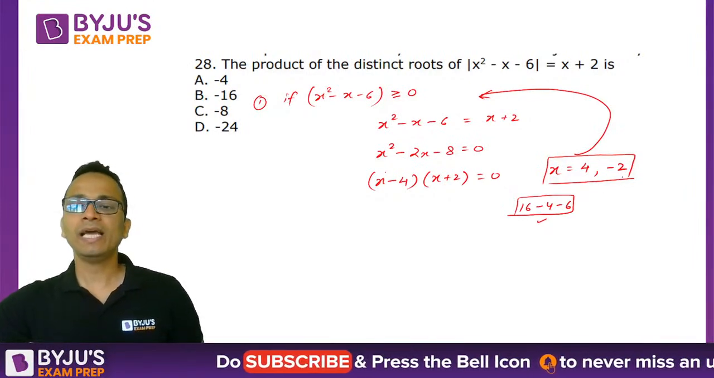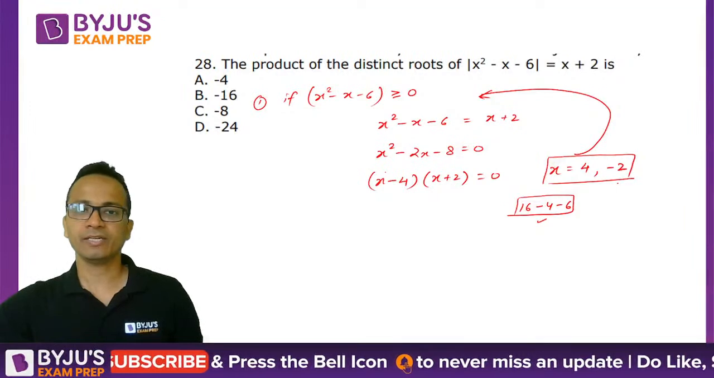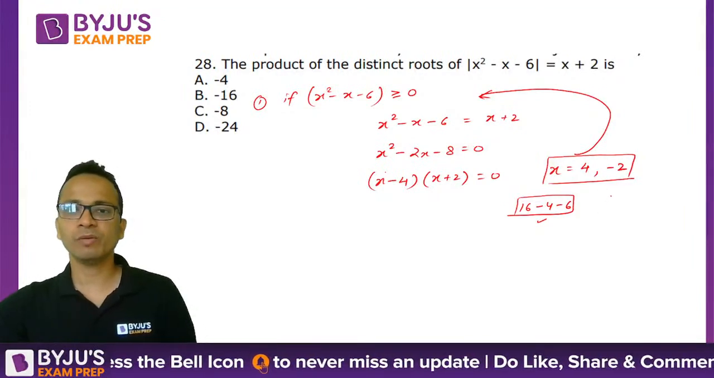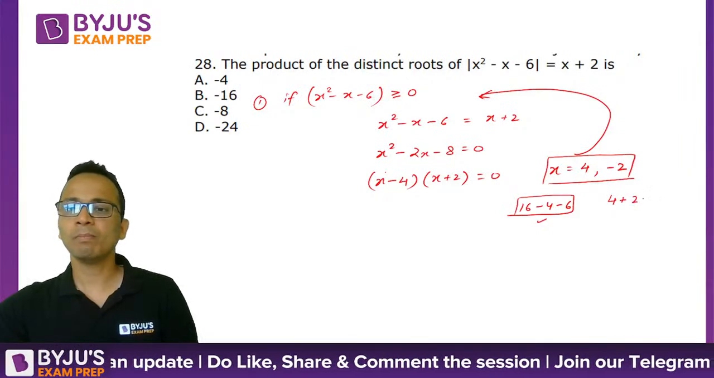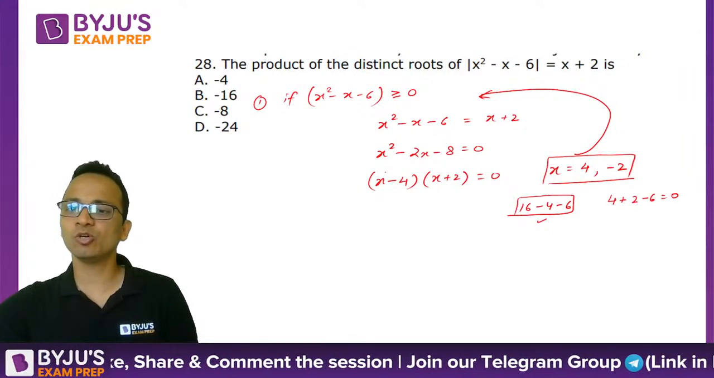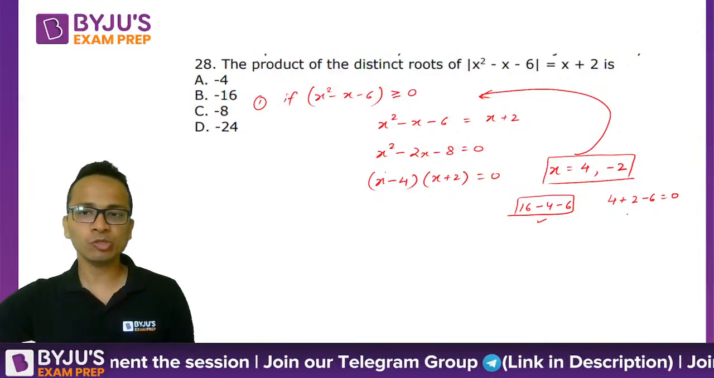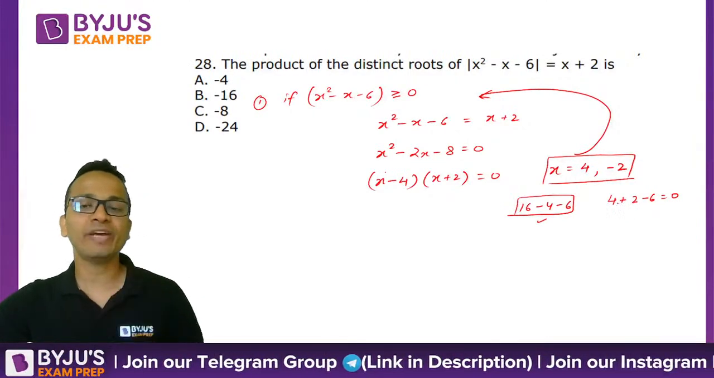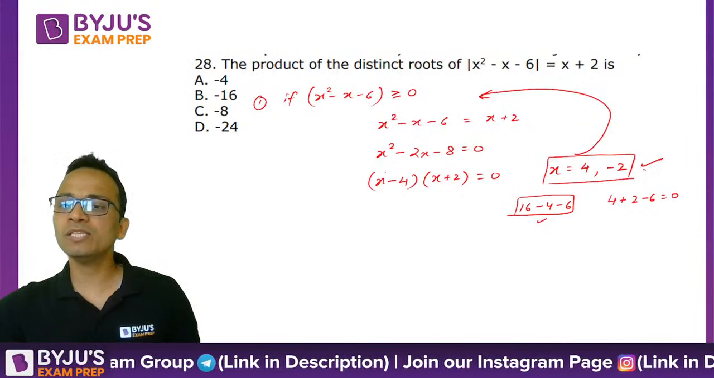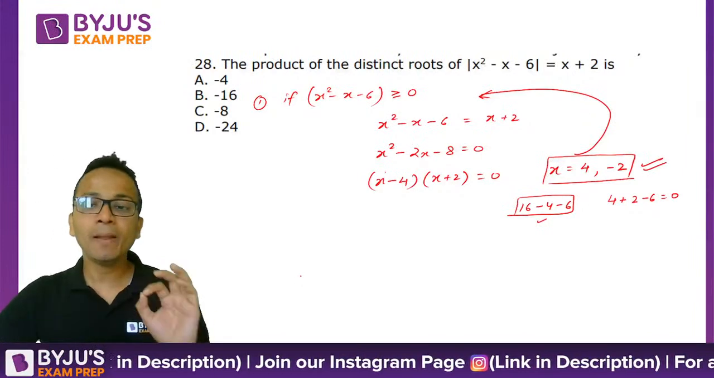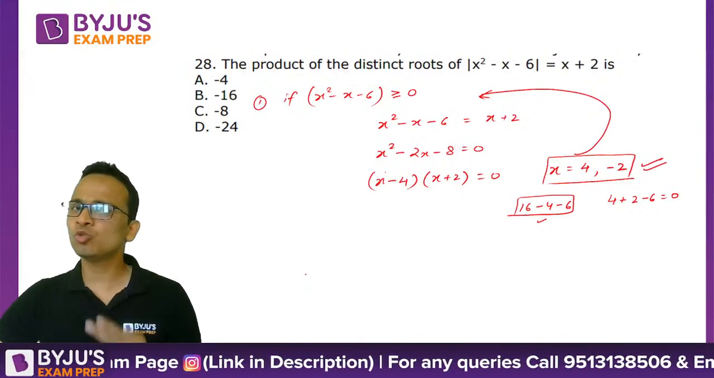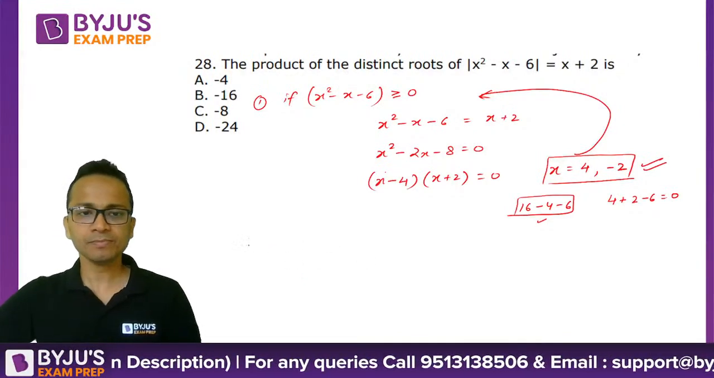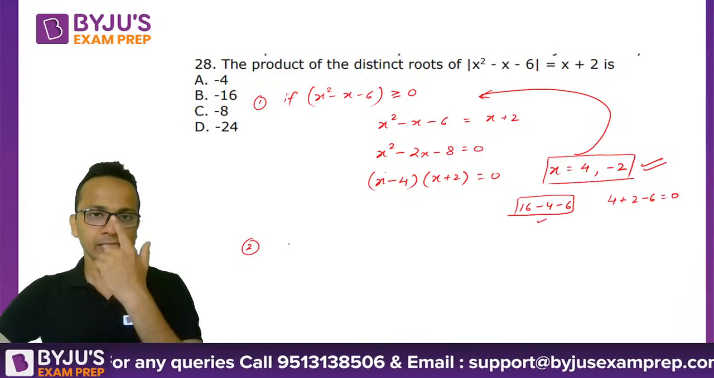ठीक है? x equal to minus 2 के लिए check करते हैं. So minus 2 अगर put किया तो it will be 4 plus 2 minus 6. तो ये value 0 आ रही है. 0 is greater than equal to 0. So again this value of x will be considered. So both these values of x will be considered. So x की value 4 हो सकती है, minus 2 भी हो सकती है. ठीक है? Now let's go towards second case.